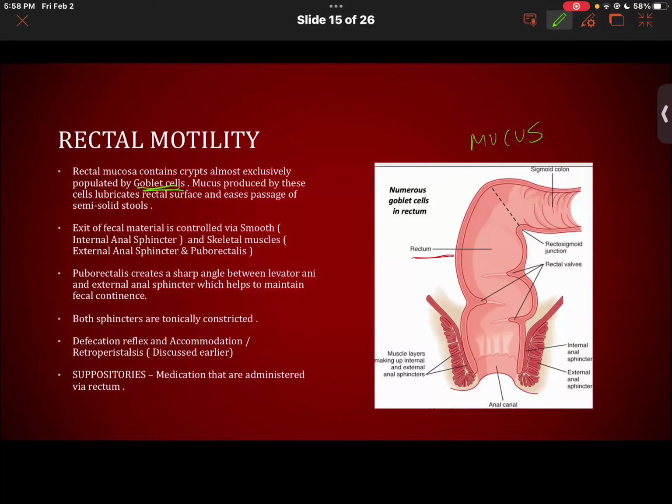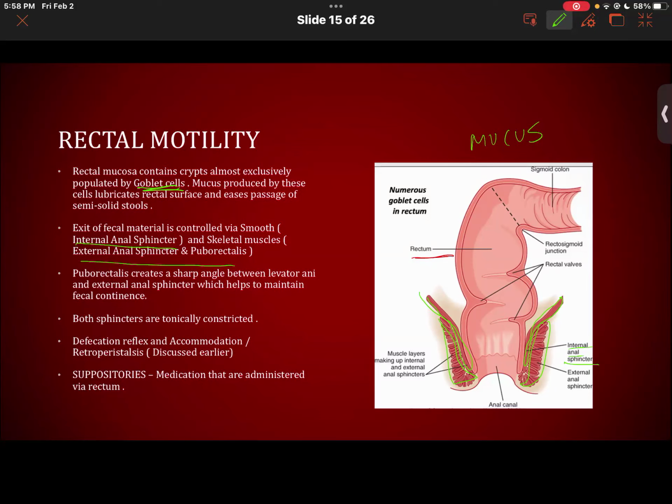The smooth muscle is called the internal anal sphincter, which is this one over here. And then the skeletal muscles, there's two of them. The first one is the external anal sphincter, which is this. And we also have the puborectalis muscle. I'm going to underline them over here. So we have both smooth and skeletal muscles controlling the exit of the fecal material.